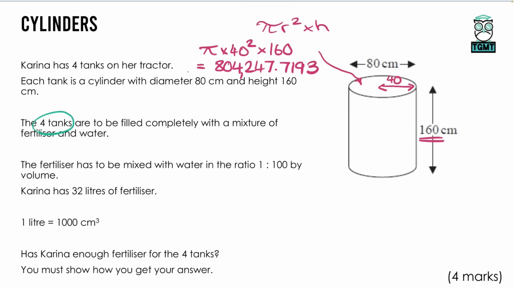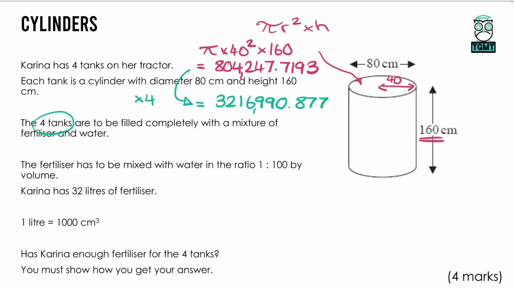Now it says here that we are going to have 4 tanks. Well, she has 4 tanks, so we need to multiply this by 4. That's going to give us the volume of all 4. So if we press times 4 on the calculator, we're starting to get to some very large numbers now. That's absolutely fine though, just make sure we write them all down. So we have 3,216,990.877.